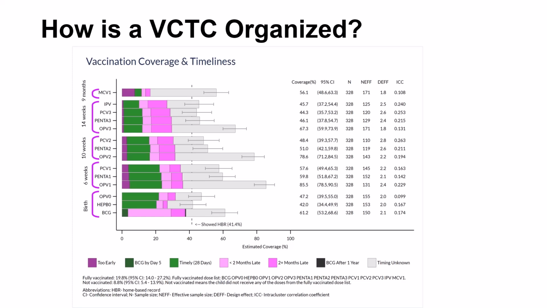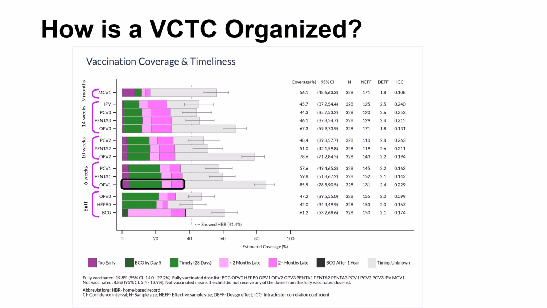The data bar that corresponds to each vaccine dose provides information about the estimated coverage and timeliness of that dose. The length of each bar, which includes both the color-coded tiles and the gray tile, corresponds to estimated coverage for that vaccination dose. That is, the percentage of children in the study sample who received that particular dose. Using OPV1 as an example, we see that the bar extends to about the 85th percentile point on the x-axis.